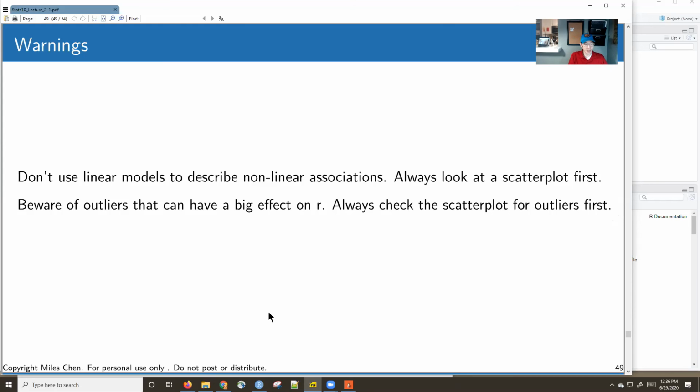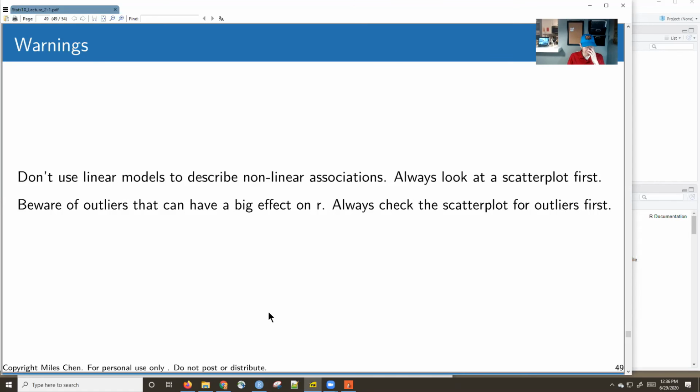Number 1, warnings. Don't use a linear model to describe non-linear associations. So you always got to look at a scatter plot first. And another big warning is outliers can have a big effect on r, the correlation, and if it affects the correlation, it's going to affect the linear regression, right? So you should always check the scatter plot for outliers. So rule number 1, make a scatter plot so you can see if it's linear and check for outliers.